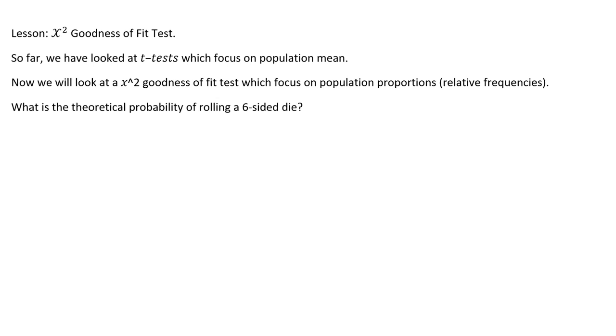So, at the top of your page, it says, so far we have looked at t-tests, which focus on the population mean. Now we'll look at what's called a chi-square goodness fit test, which focuses on the population proportions or relative frequencies. And so the main question becomes, when do I want to use this? What's the purpose? And that's what I'm going to write down over here.